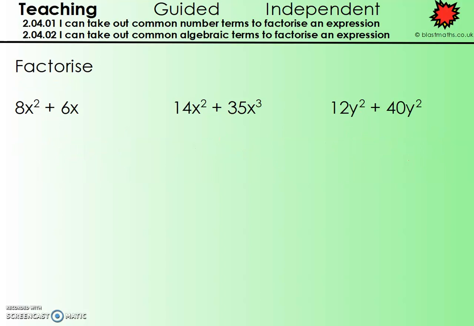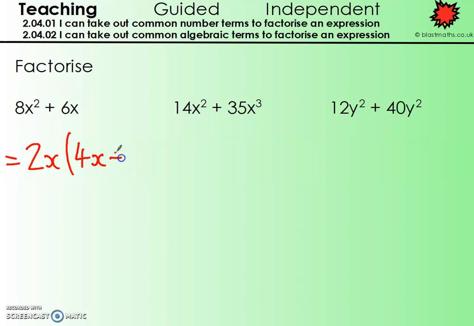Now, factorising can move on slightly because you can take algebraic terms out as well. So if you notice on this one, I'll still look at the numbers first. So 2 will come out of it, but I've also got there an x in both of those terms. So an x is going in there. Now I need to think about 2x times by what will give me 8x squared. Well, 2 times by 4 will give me the 8 part, and then x times x will give me x squared.